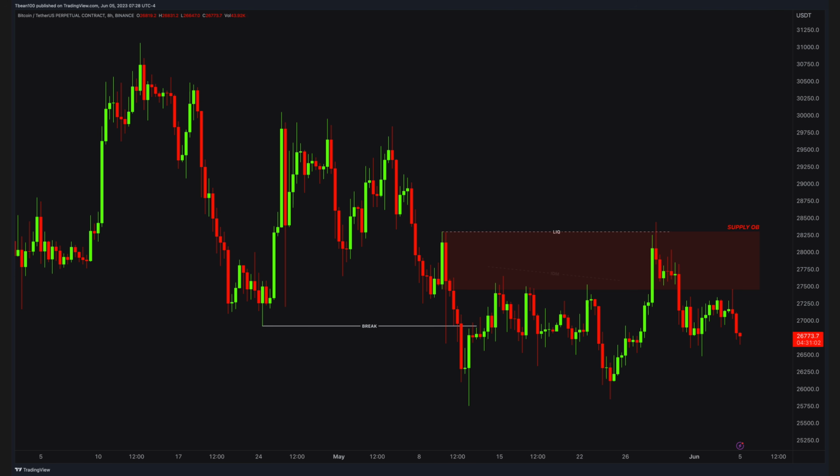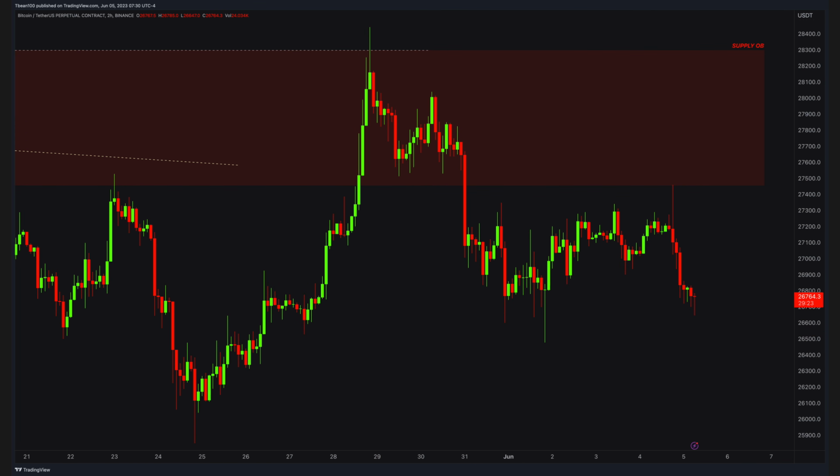What else do we have here? Check the significant inducement. Price hunting all these internal liquidity as well. Let's zoom in on this area. Let's discover what is really happening inside this reaction.